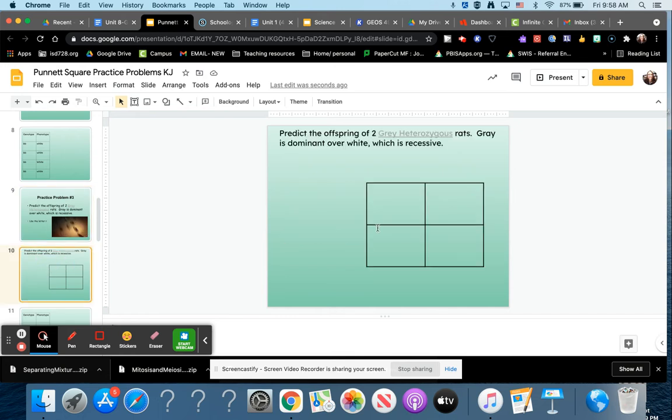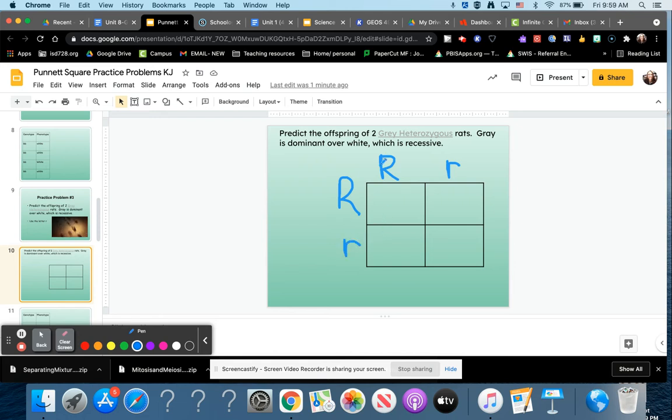Okay, so I want you to pause the video now and see if you can set up this whole Punnett square on your own and fill it in. When you're ready to check your work, go ahead and unpause. All right, since both of these rats are gray heterozygous, we know that they both have a big R, little r, because when it's heterozygous, that's the only combination that you can have.